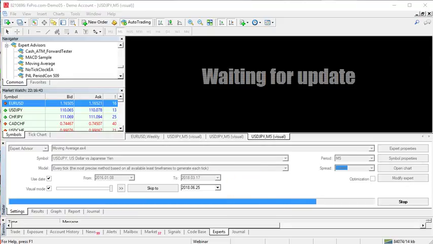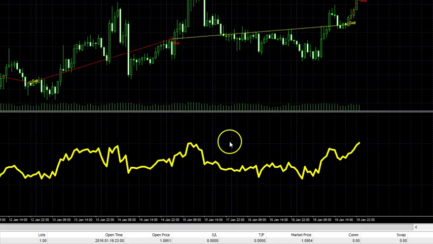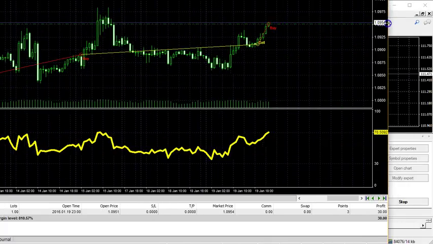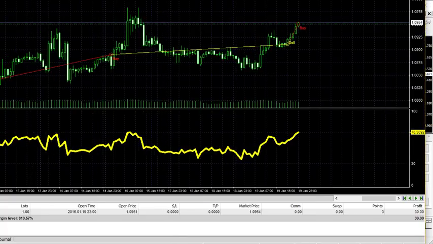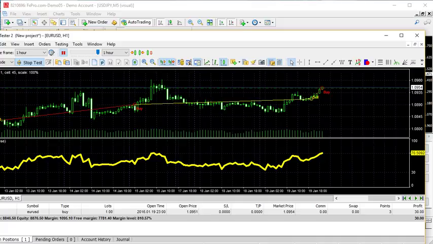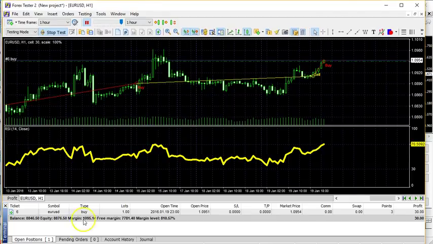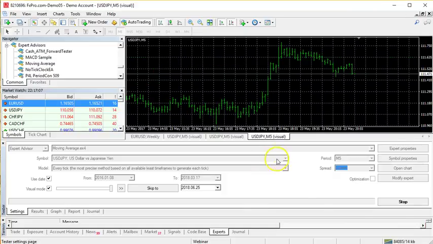In the meantime, I'm going to open up Forex Tester, and I'm going to show you what that is. Let me get it back down here where it's small and I can see it. All right, good deal. This is Forex Tester on the bottom and MT4 on the top.